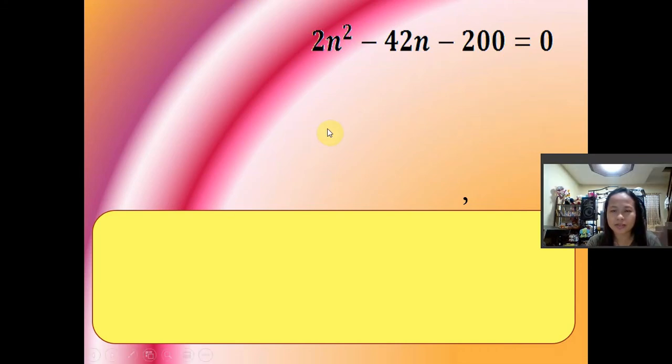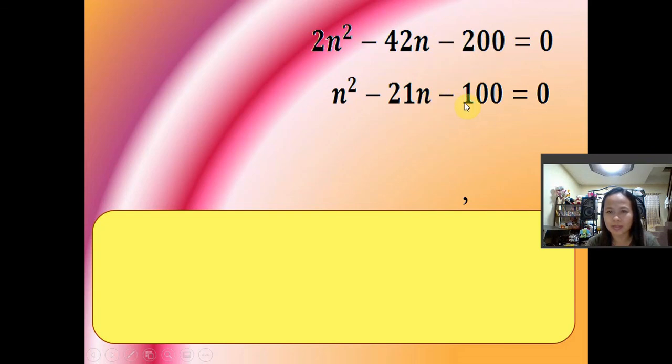Now, to express this trinomial in simplest form, we are going to divide each term by 2, since 2 is common to the 3 terms. Divide 2n squared by 2, so we have n squared. Divide 42n by 2, so this will become negative 21n. Divide negative 200 by 2, so we have negative 100. So the simplest form of this quadratic trinomial is n squared minus 21n minus 100.